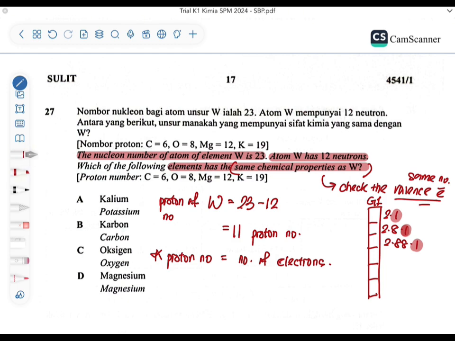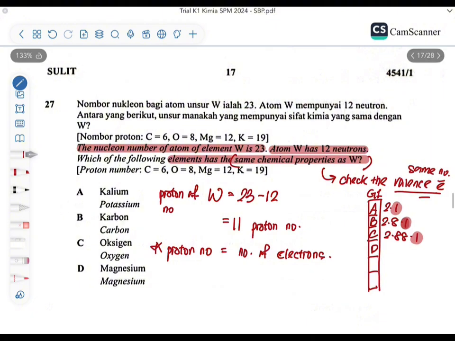It means that if a substance, let's say A, can react with oxygen, then B can also react with oxygen. If A can dissolve in water, then B can also dissolve in water, and the same goes for C and D. Okay, so now we have these.